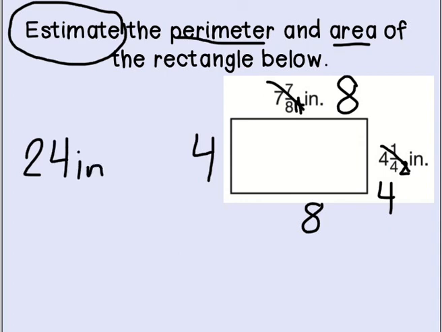To find my area, I know that I multiply 2 touching sides. So I'm going to multiply 8 times 4. And when I multiply 8 times 4, I know that 8 times 4 is 32. And I also know that for area, I always give my label a squared sign. So my area is 32 inches squared.